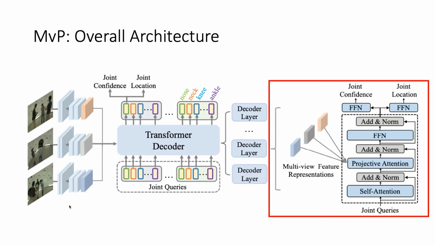Here is the overall architecture of the model. So each decoder layer consists of self-attention and projective attention and feed-forward layers to regress the joint location and predict the joint confidence.